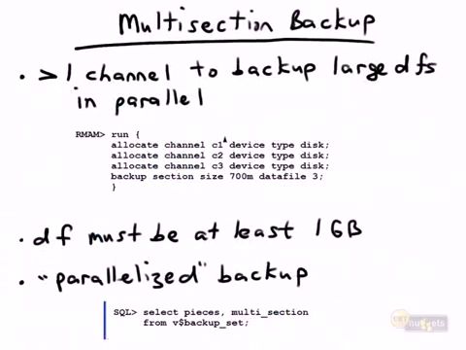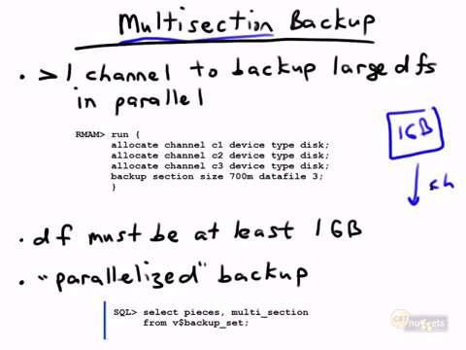Another term for us to understand for our exam success as well as for our industry success as Oracle DBAs is the multi-section backup. This is a fairly recent feature added to Oracle, and basically what we're solving here is we have a really large data file of at least 1 gigabyte, and instead of constraining that file to a single server process, which is the default behavior, we can actually have more than one channel working on that file at the same time.